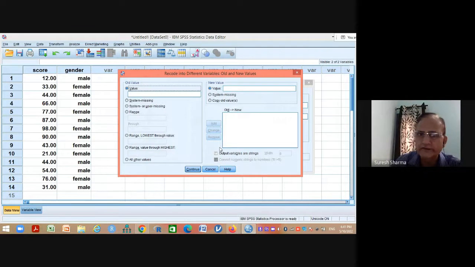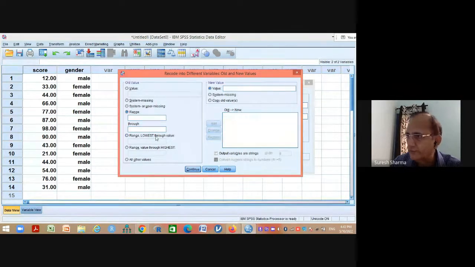This window asks what you want to do. There are options here. One option is for range. Range means 10 to 20; I can write 10 here and 20 here, and that will make one category. That is all about range. But if you have open-end classes like less than or equal to 30 or greater than 60, then range will not work. Then there are two other options.